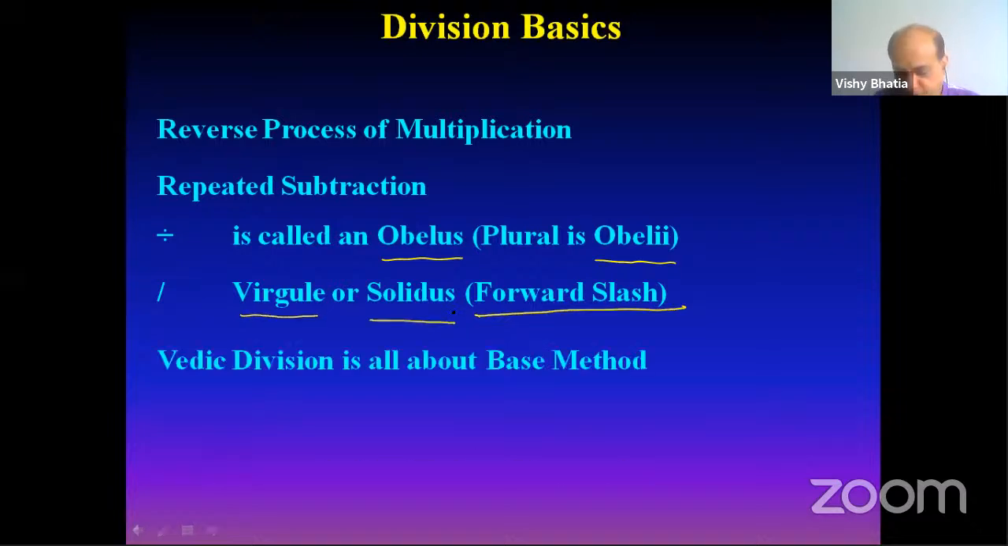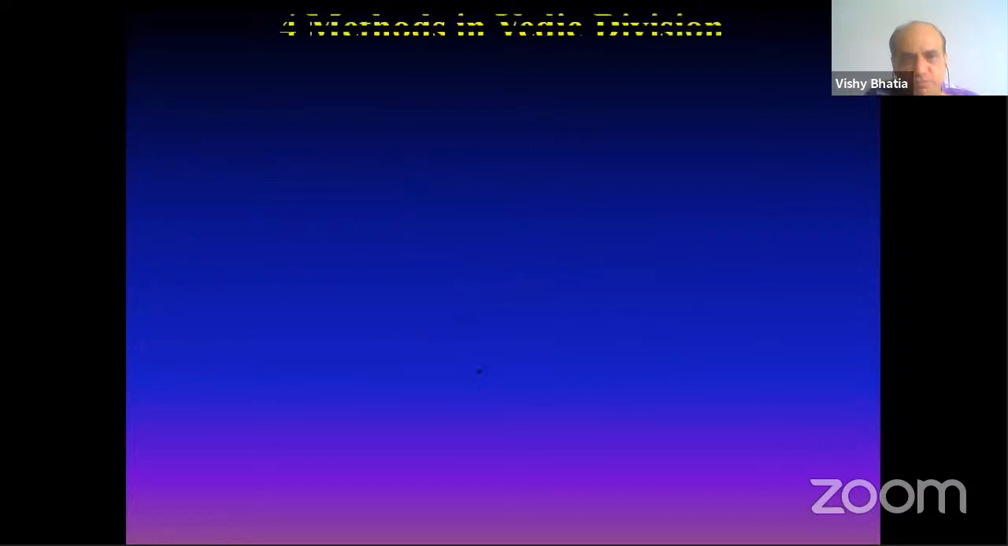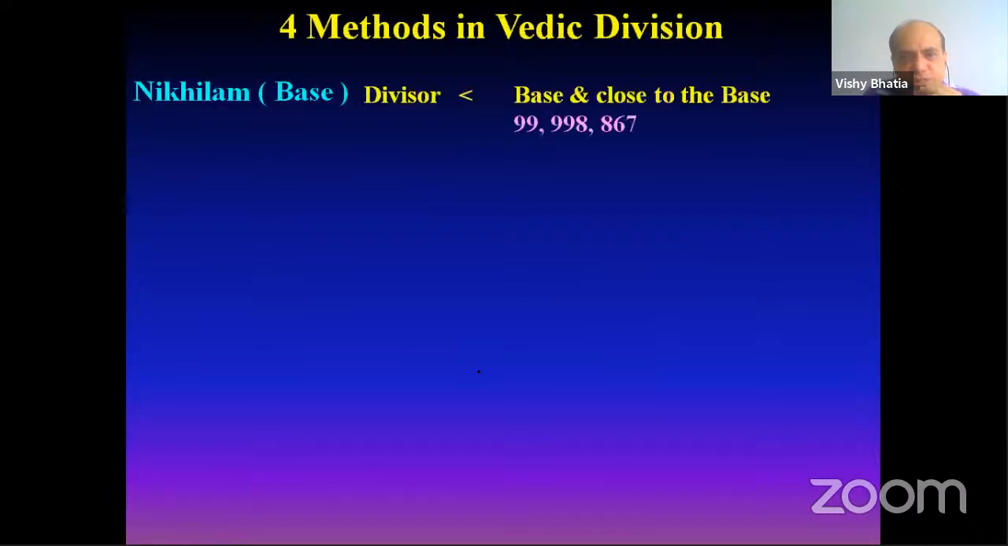Vedic division is all about the base method. So under multiplication, if you've done the base method, division actually becomes a lot easier to understand. There are chiefly 4 methods in Vedic division. The first method is the Nikhilam method, and Nikhilam is Sanskrit for base. As you already know, the bases in Vedic maths are 10, 100, 1000, or 10 to the power of any positive integer like 1, 2, 3, 4, 5, 6.